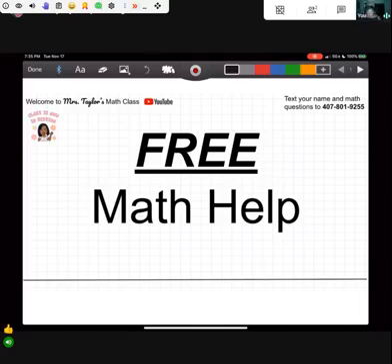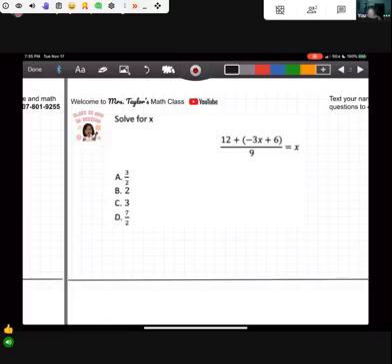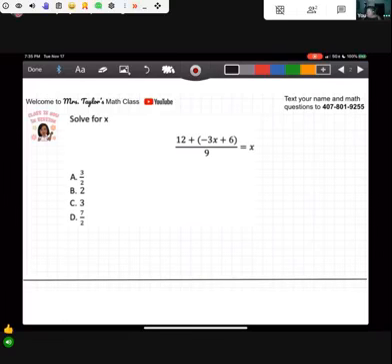Okay, so first question. It says solve for x. To solve this question, the first thing I would want to do is get rid of the fraction. So I need to get rid of my denominator. So I am going to multiply both sides of the equation by 9 because that is my denominator. This is going to eliminate the fraction on the right hand side.